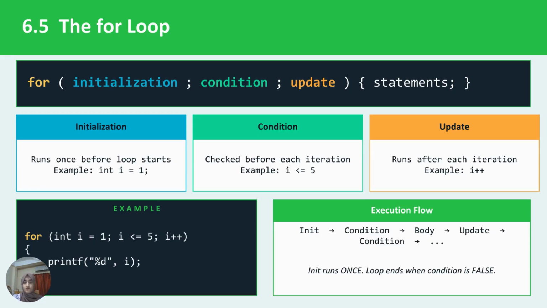Here is the execution flow. Initialization runs once, then the condition is checked. If true, the body executes and the update runs, and the condition is checked again, and this continues until the condition becomes false. Using our example, for i starting at 1, while i is less than or equal to 5, print i and increment, the output is again 1, 2, 3, 4, 5. The for loop is especially useful when we know in advance how many times we want to loop, because all three control parts are written neatly in one place.